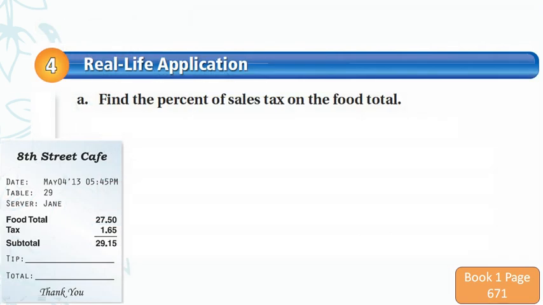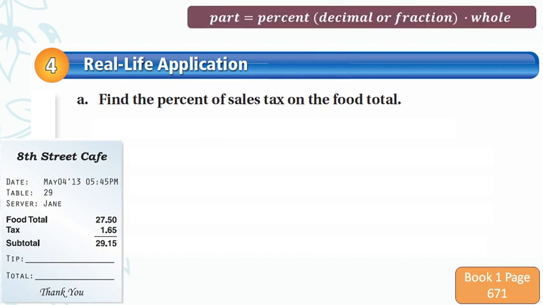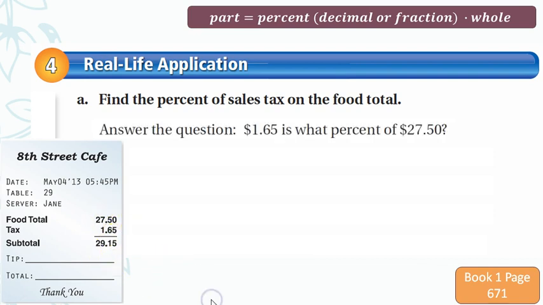On this receipt, it wants us to find the percent of sales tax on the food total. So, again, we must use the percent formula A equals P times W. In this case, the percentage is missing. We do have the tax, though, and the food total. So, the question is, 1.65 is what percent of 27.50? Remember, we want the food total, not the subtotal.